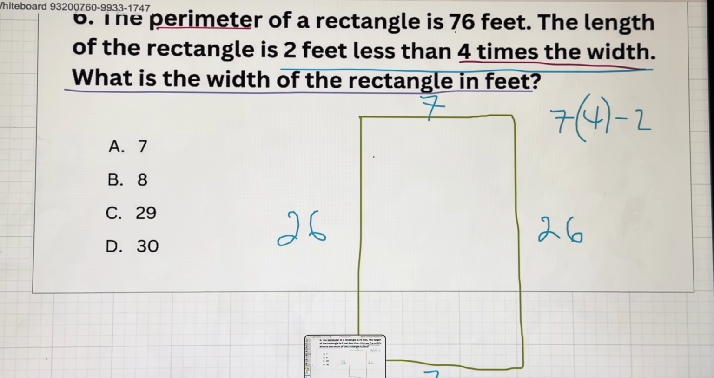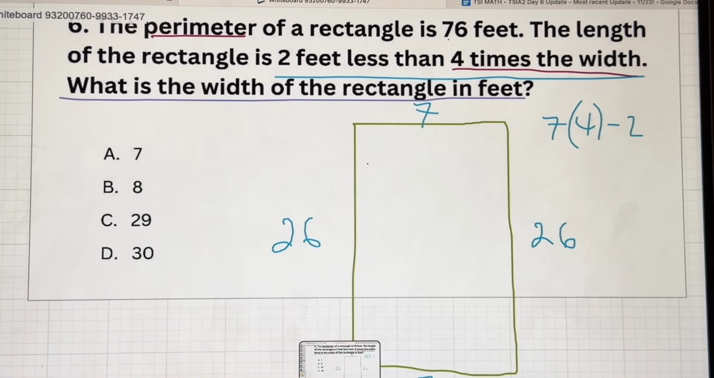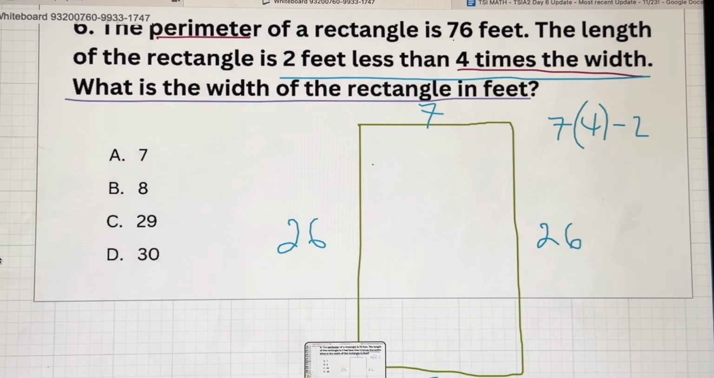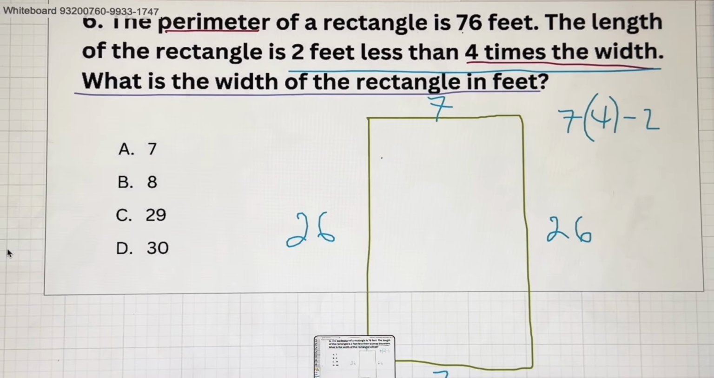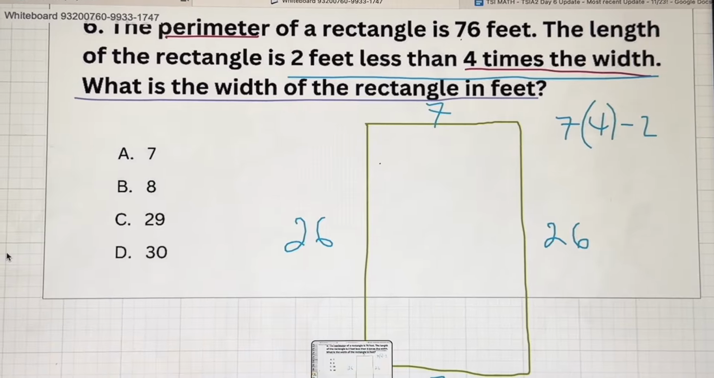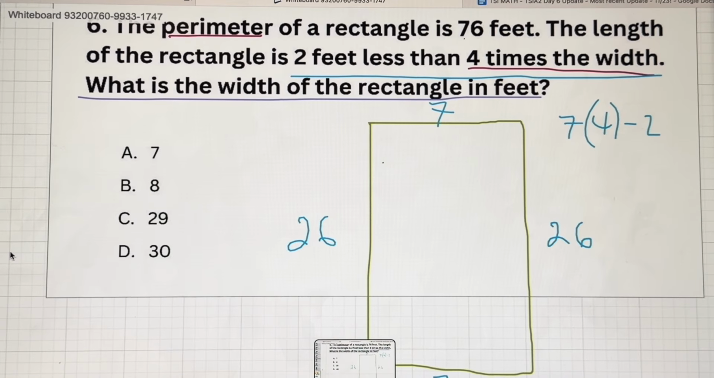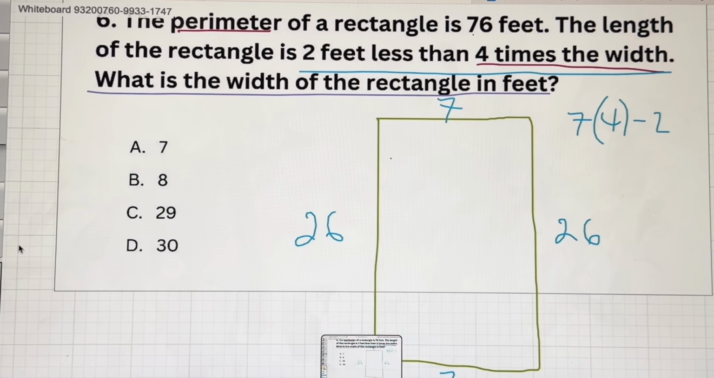How do we determine if this is the right answer or not? We plug in 76 for the perimeter, and then we basically just see if all of this adds up to 76. Let's add up all the sides, because we know the right answer has got to give us a perimeter of 76. So it's just 26 plus 26 plus 7 plus 7. Let's do it.